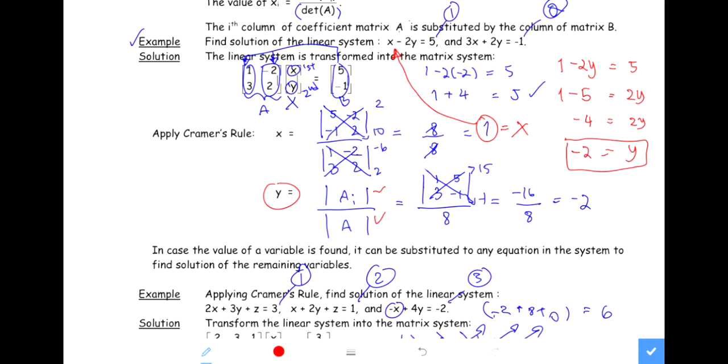So you see, right? The meaning of this long sentence is if you have one variable, don't use Cramer again, but just substitute what you know into the original equations to get the other one. Okay, so this one works faster. I would say it works faster.